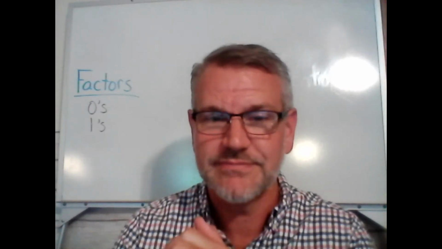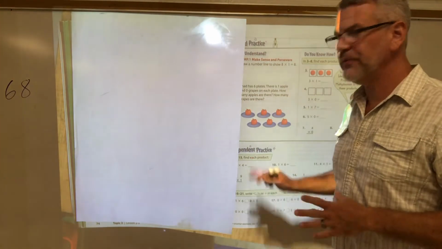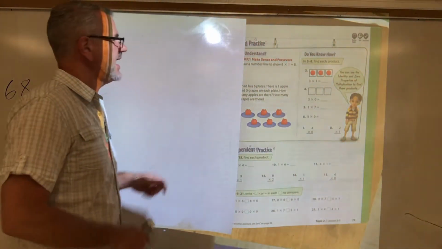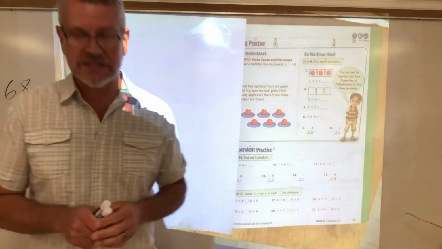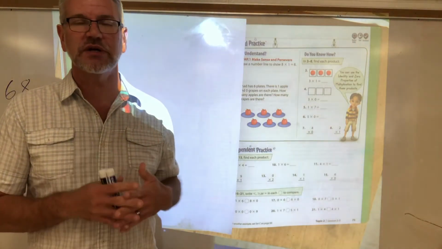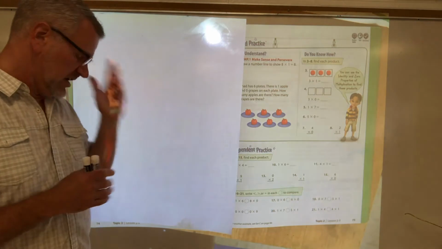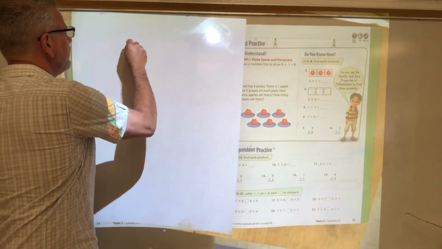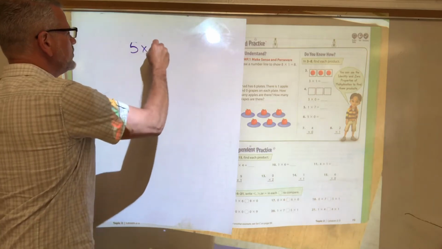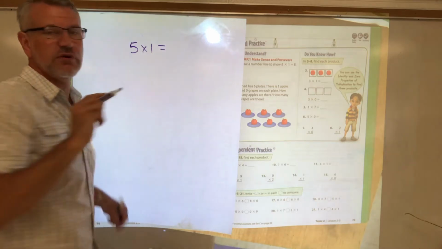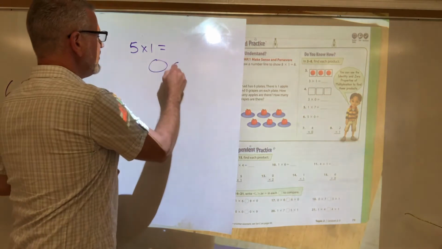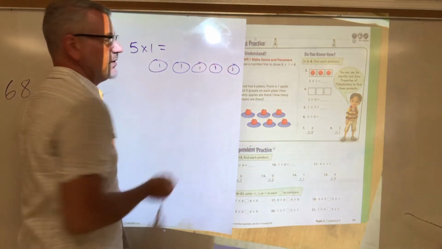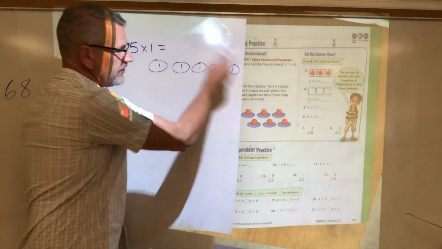Here we go. All right, so before we get into the book, I wanted to go on this blank page here and just look at zeros and ones. Remember that multiplication is joining equal groups together. So if you're multiplying something times 1, let's say you're going to do 5 times 1, or 5 groups of 1. What that means is you've got 5 groups, and you've got 1 in each group. 1, 2, 3, 4, 5.